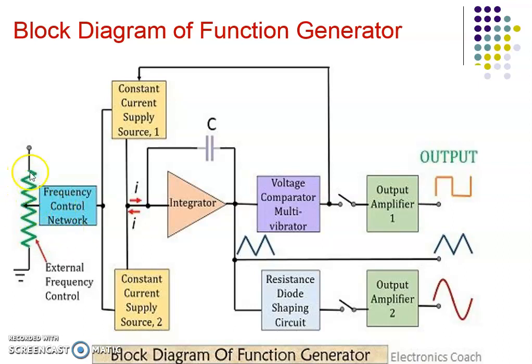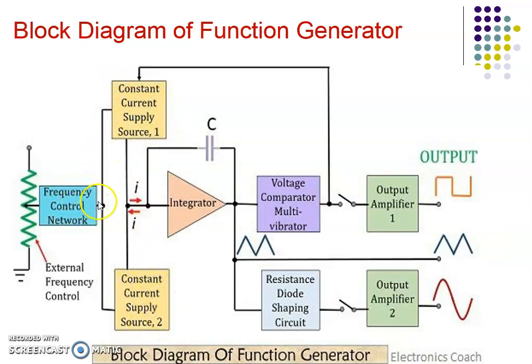So here this particular pot, variable potentiometer, variable resistor, that facilitate frequency control part. So this is external knob that is used to change the frequency of that waveform, different frequencies of that waveform. Then we can see there are two similar blocks, constant current supply or constant current source, that we have also seen in digital multimeter. So here there are two sources, CCS, source 1 and this is source 2.